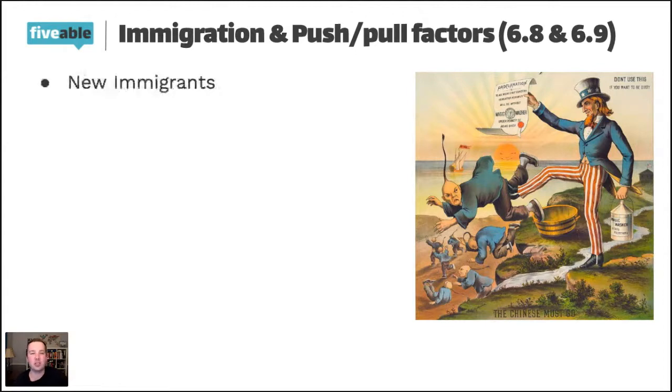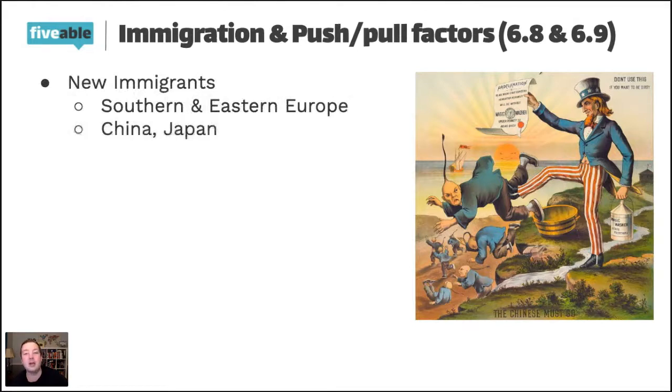So who are the so-called new immigrants? I mean, old immigrants: Germans, Irish, English, Dutch, etc. The new ones are from Southern and Eastern Europe. Think Greeks, think Italians, and also Chinese and Japanese. Russians, yep, Jews, Polish people, all that kind of stuff, and plenty of people from Mexico.